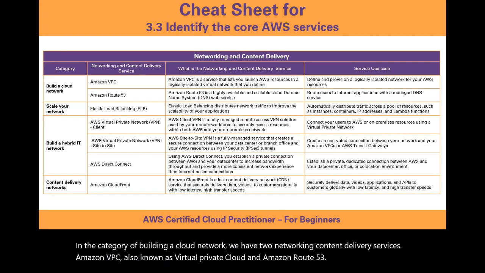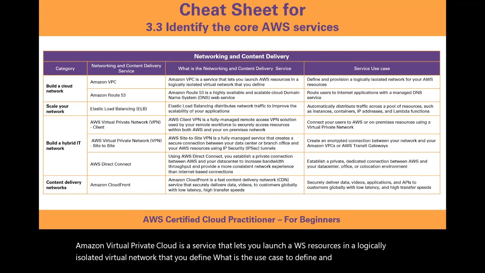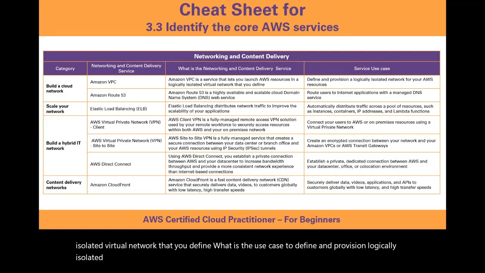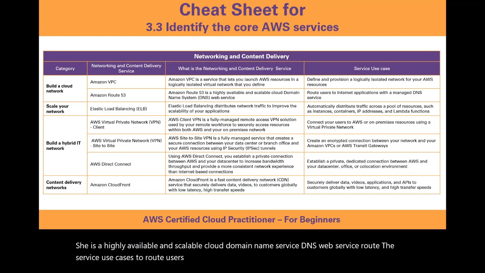Amazon Virtual Private Cloud is a service that lets you launch AWS resources in a logically isolated virtual network that you define. What is the use case? To define and provision a logically isolated network for your AWS resources. Amazon Route 53 is a highly available and scalable cloud domain name service, DNS web service. The service use case is to route users to internet applications with a managed DNS service.